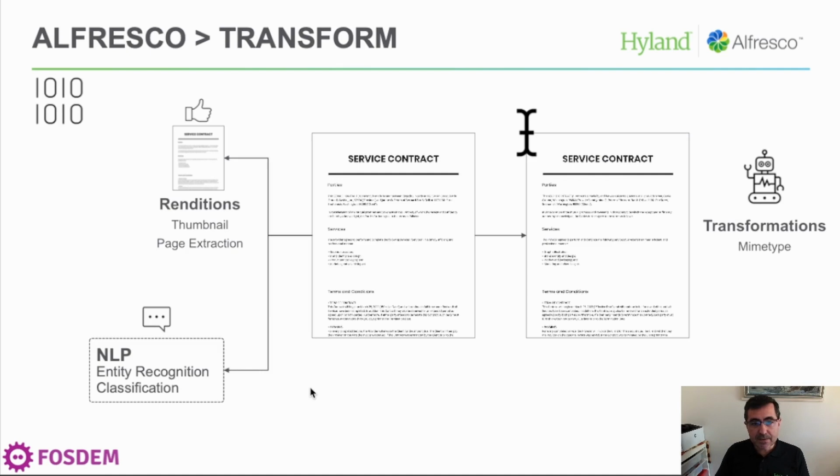Another service provided is the transform service. With this transform service, we can create some renditions, for instance a thumbnail of one document, or we can extract some pages. We can also apply NLP to extract or recognize some information that is in the document. And finally, we can apply some transformations to the main type. So finally, you get different versions of the initial document.